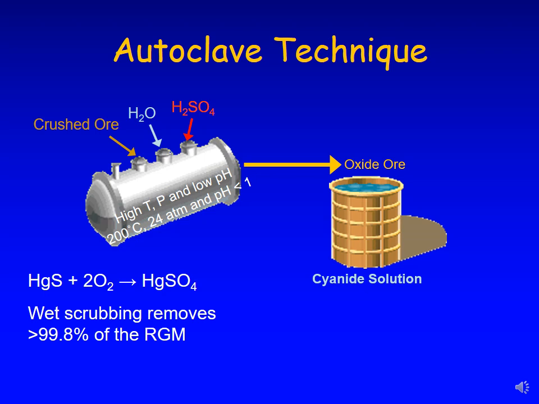So from the mercury perspective, the mercury was a mercury sulfide, and in this environment it is oxidized into mercury sulfate. Mercury sulfate happens to be water soluble, so it's easy to remove by wet scrubbing. And the wet scrubbers on these autoclaves can remove 99.8% of the water soluble mercury.